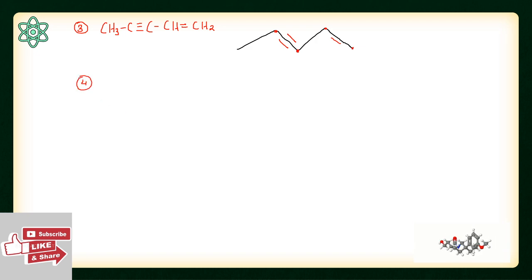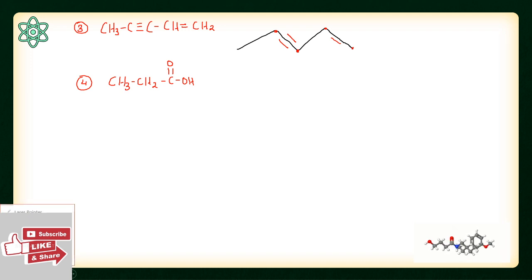Now the fifth example you have is CH3CH2COOH. So this is propanoic acid. To represent this in the bond line formula, you have to understand that COOH means C double bond O and there is an OH. So this is COOH.